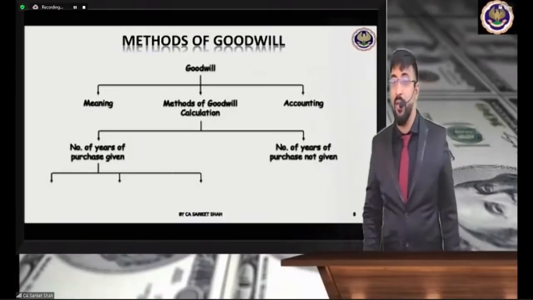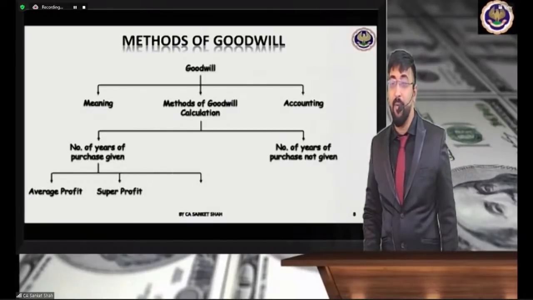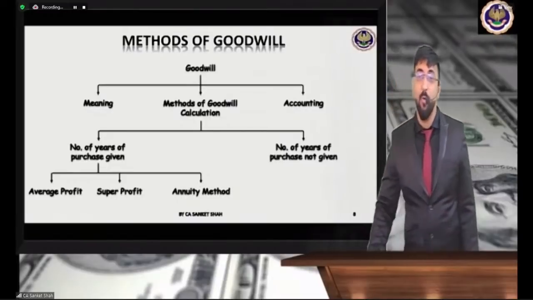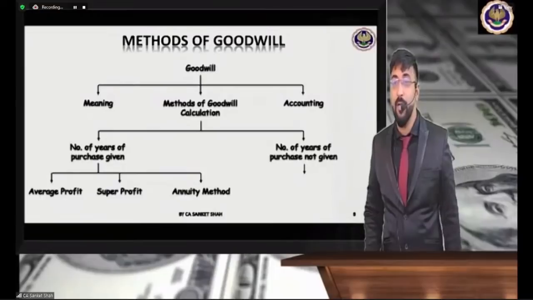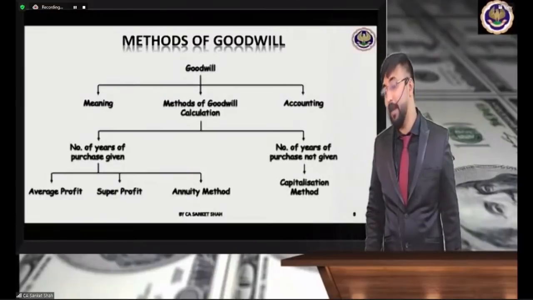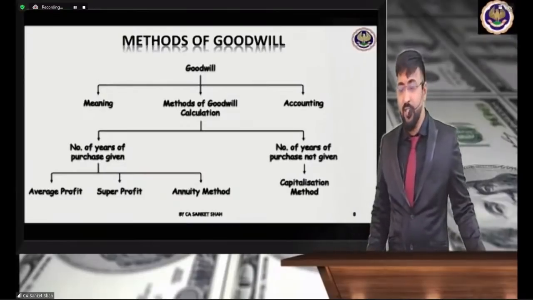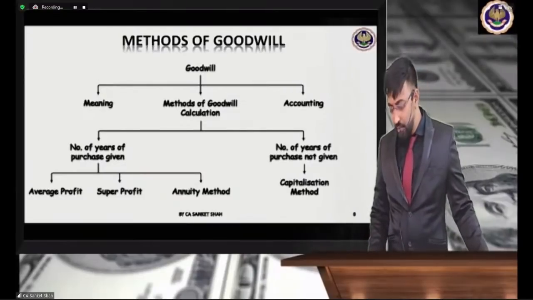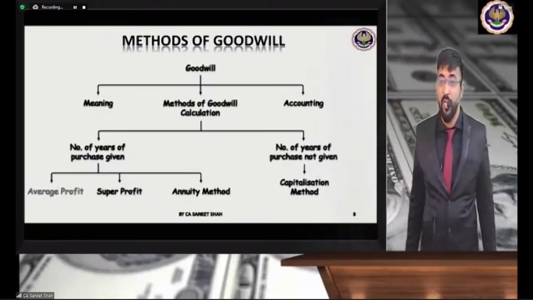So next one, average profit method, उसके बाद super profit, and after that annuity method. So average profit, super profit, and annuity, 3 methods. Now the first method here is the capitalization method. Sorry, number of years of purchase not given, capitalization. I'm going to share slides today only, so don't worry, I'm going to share these notes. So let's understand average profit method.